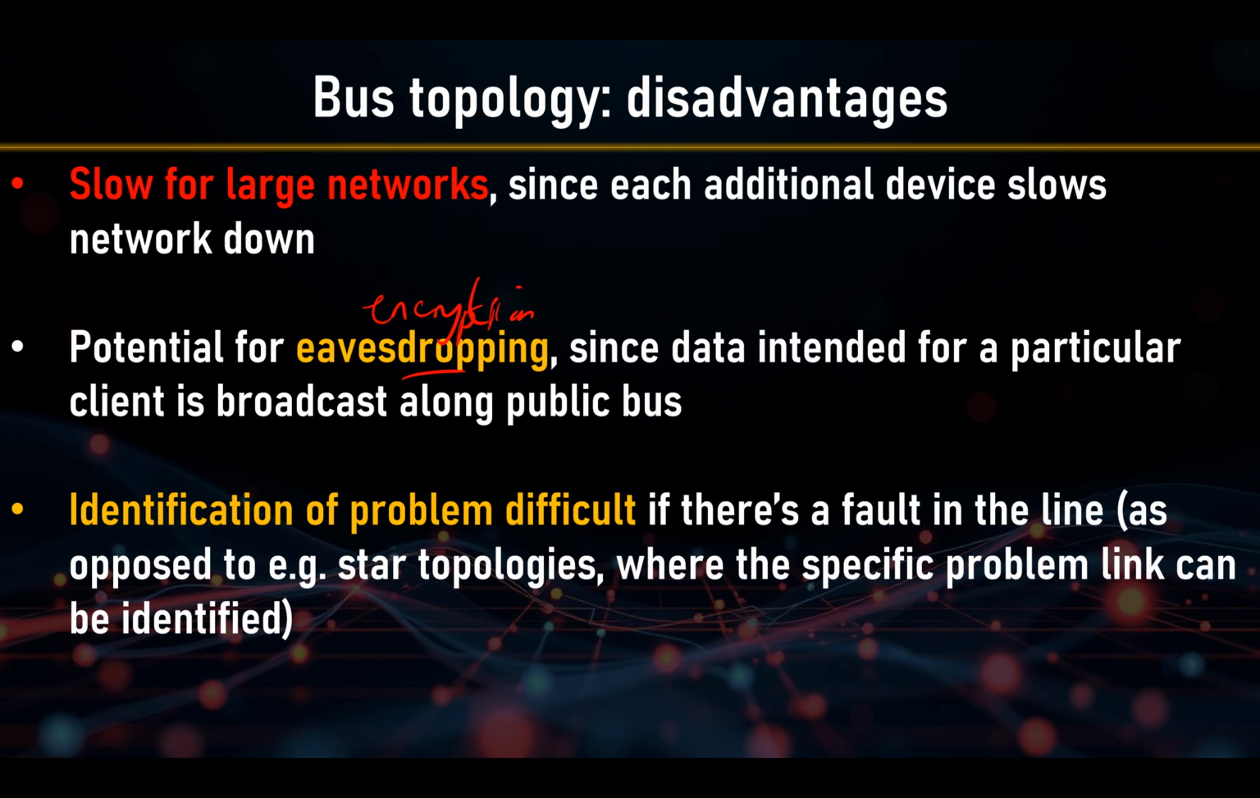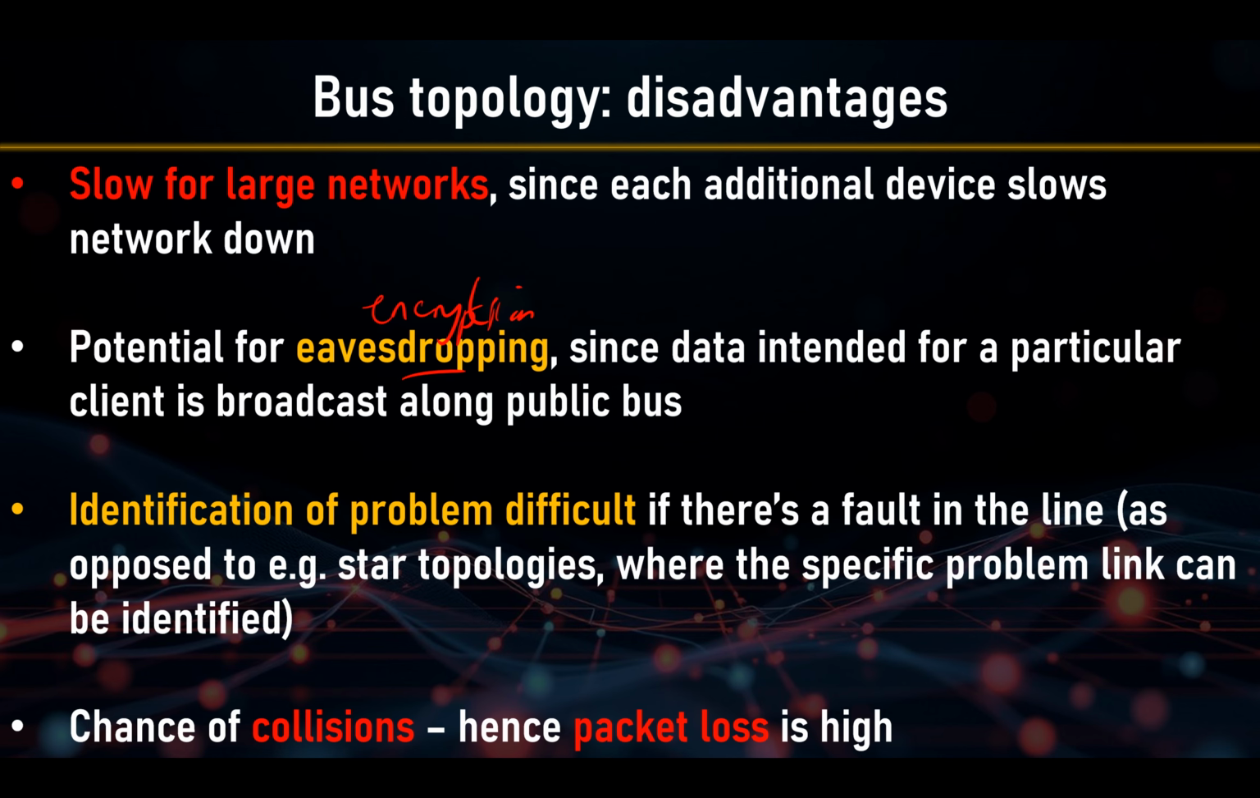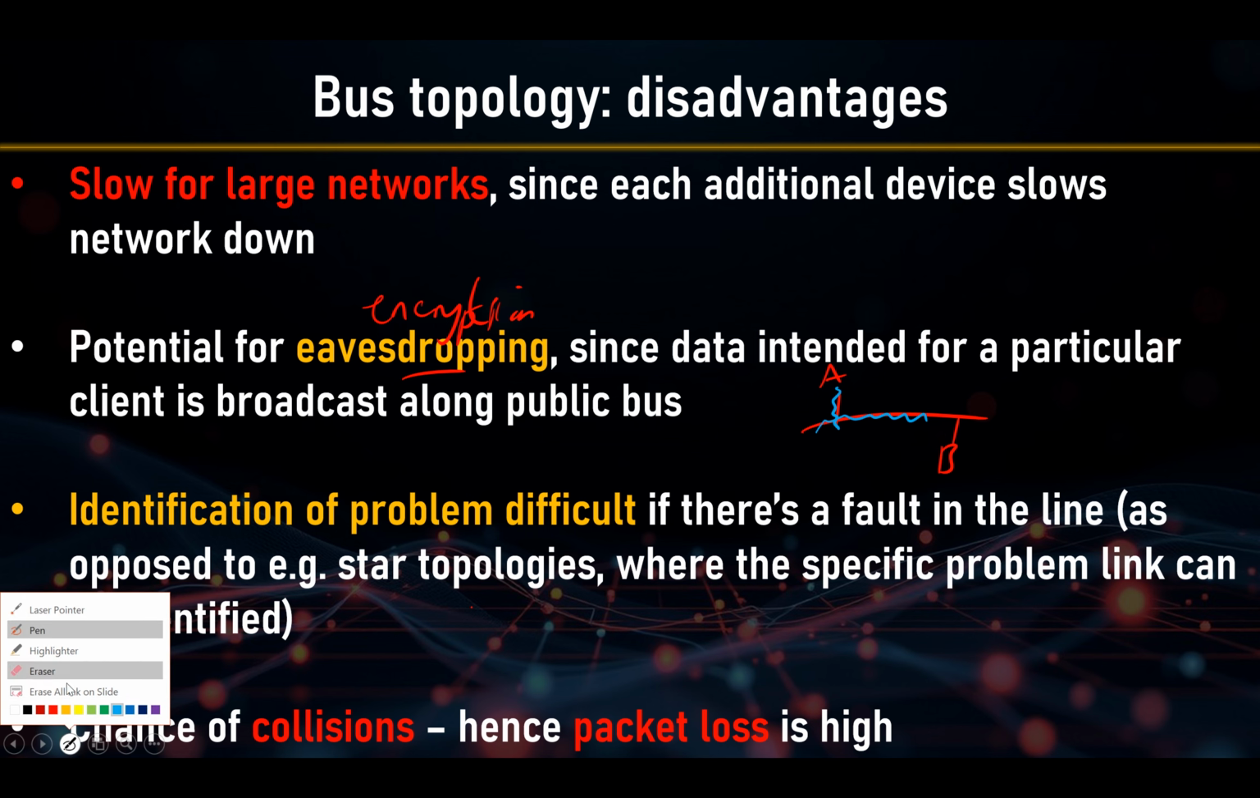Then I think this one is probably the biggest disadvantage. This is going to be a chance of collisions, hence the packet loss is high. When we say collisions, we'll look at this in more detail in a future lesson. But basically, this is where you have two devices sending at the same time. So let's say this is our line, this is A and B, connected up here. And let's use a different color for this, let's say blue. Let's say A is sending something on the line, and that's obviously going along the line. And let's say at the very same time, B is also sending.